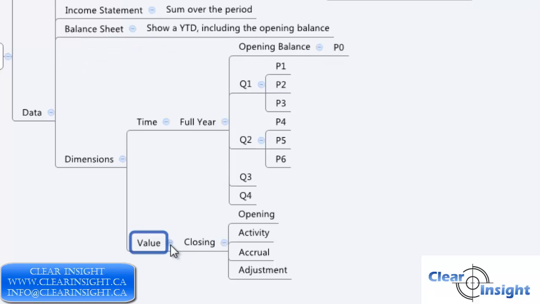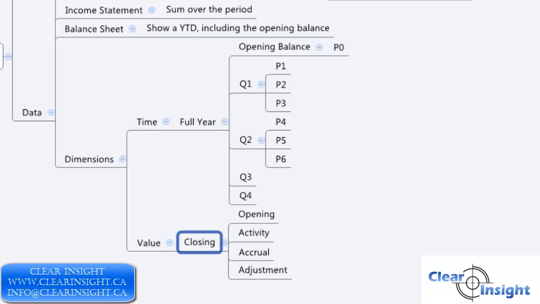Along with that, we want to have a value dimension. These can be called whatever makes sense for your application, but we want to start with an opening balance. What's the activity in that period? What are the accruals that someone may want to enter on top of that, or some kind of an adjustment? We add all those up, and that should give us the closing balance for that account.